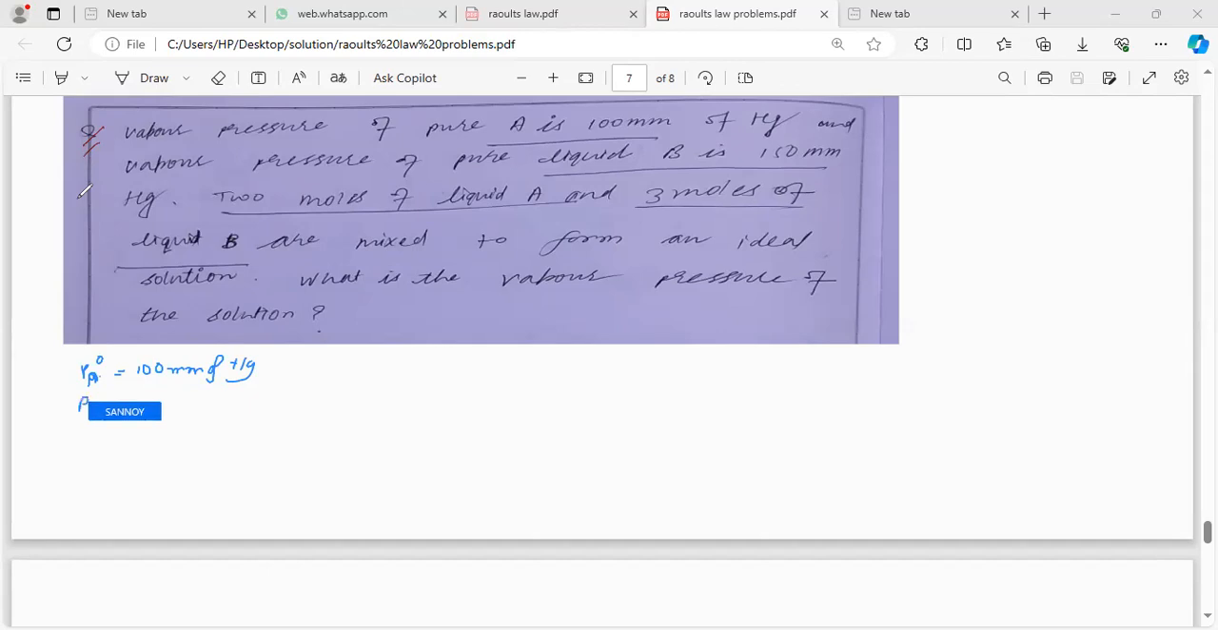Must be the 150 mm. P equal to 100 into what is given, 2 mole of liquid A and 3 mole of liquid B. So 100 is 150. 150 into 3 by 5, 90 mmHg.